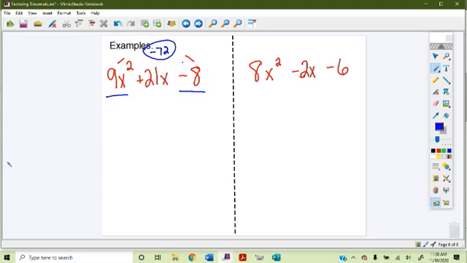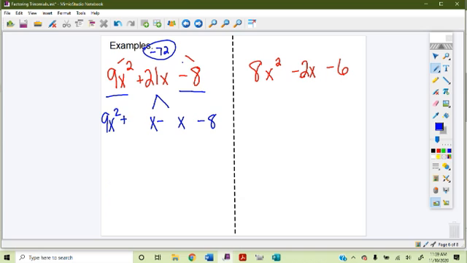Which means I have to find a way to break 21x into two numbers that would multiply to give negative 72, but would add to give positive 21. So if I need them to multiply to give a negative number, one of our numbers has to be negative. It doesn't matter which one we make negative, we just have to make one of them negative, and one will have to be positive.